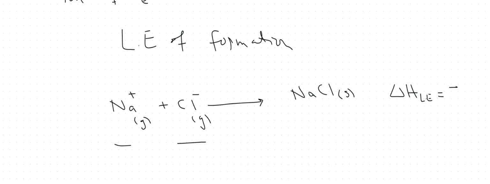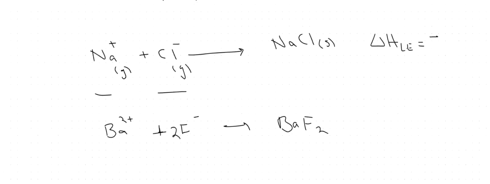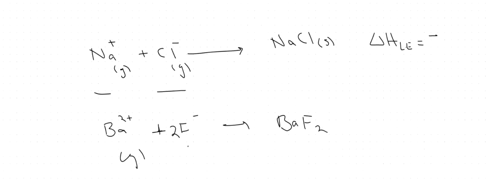We can have some other examples. Let's say you have barium with 2 positive, you have fluoride with negative. There would be 2 fluorides to make barium fluoride, BaF2. Same gaseous and solid. The product has to be only 1 mole. That's the definition. Clear?